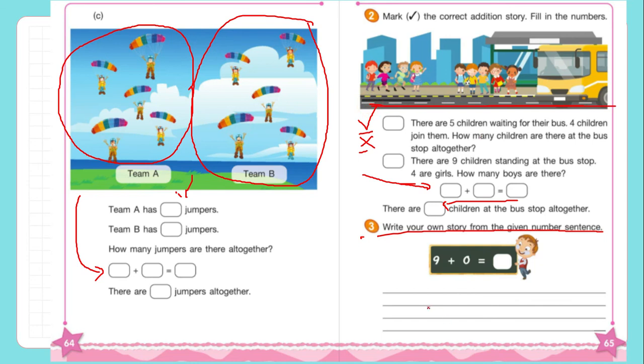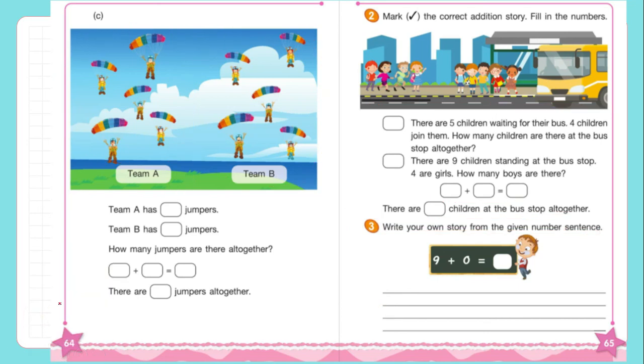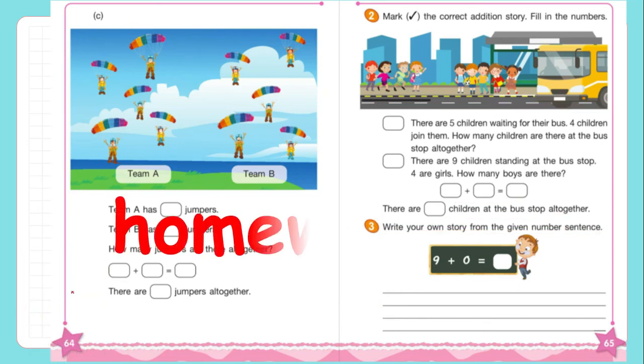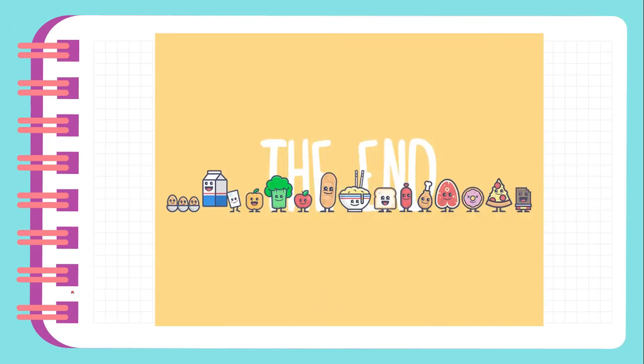So this would be, there are 9 children at the bus stop altogether. This one. Okay. I've already given you a hint. Okay, great. This will be your homework. So, that is for today for our lesson about mathematics in addition. Okay, so next week we'll be having subtraction.